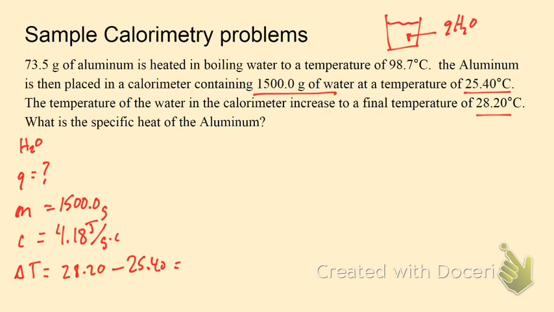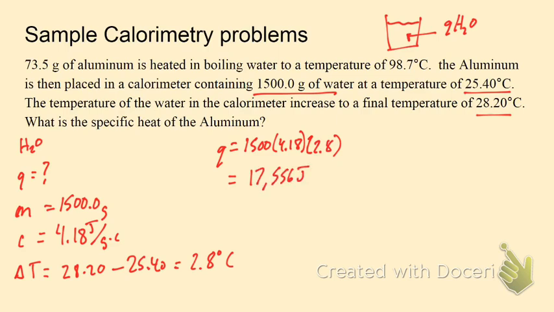So this equals 28.20 minus 25.40 equals 2.8 degrees Celsius. So Q of the water is going to equal 1,500 times 4.18 times 2.8. That equals 17,556 joules. So water absorbed that many joules.